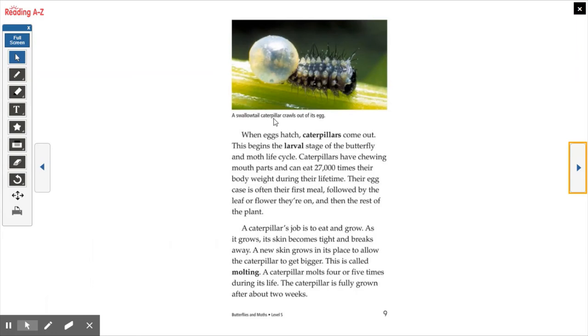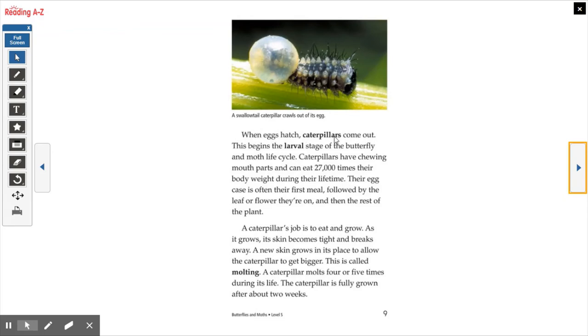Here's a swallowtail caterpillar crawling out of its egg. So remember, talking about how the image contributes to the text, how does it add to it? This image is not only showing us the caterpillar, which is how every new butterfly or moth starts out. Remember, they start out different than how they look when they're adults. Remember, we talked about how their life cycle changes. So this is it hatching from its egg, and it's showing us what it looks like. It's also showing us that it's still on the leaf where the egg was laid.